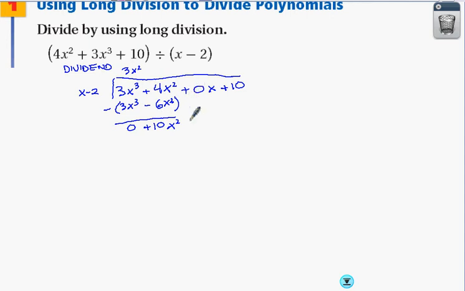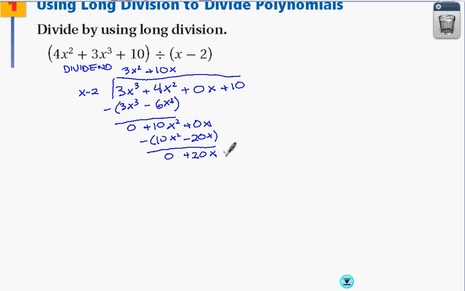Okay? Bring down the next term, plus 0x. And ask the question, what would I multiply x by to get 10x squared? The answer is a positive 10x. Doing the multiplication, I have 10x squared minus 20x. Subtract that expression from the one above it. 10x squared minus 10x squared is 0. And 0x minus a negative, two negatives make a positive. So 0x plus 20x is a positive 20x.